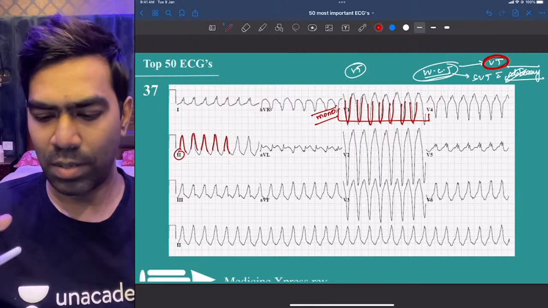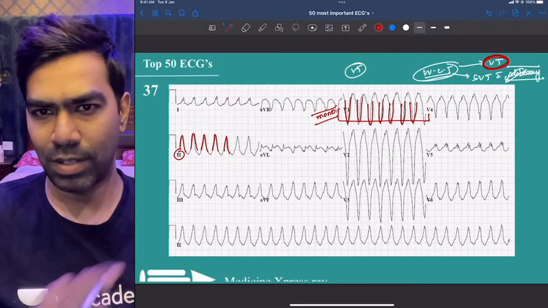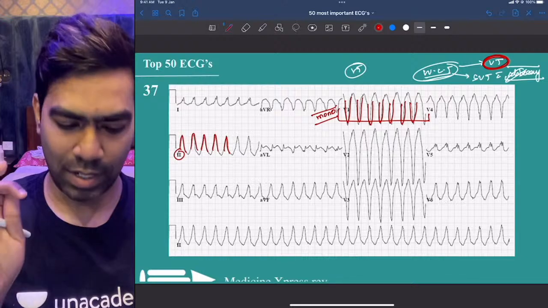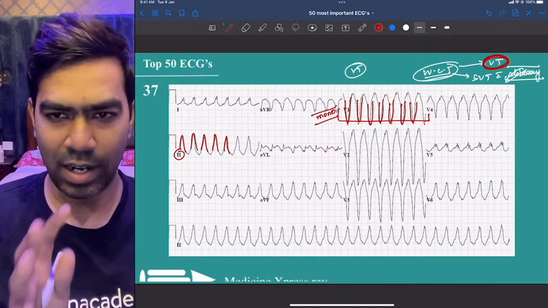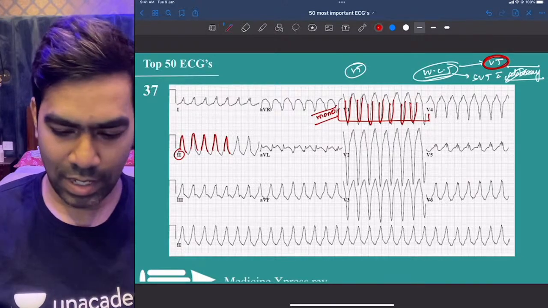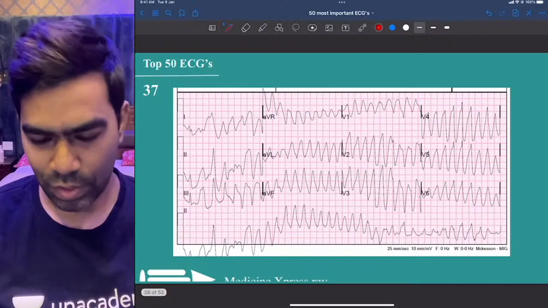We're not going to talk about that, but these kinds of EKGs are very common in exams. That's why I showed you this. So this is an example of a characteristic monomorphic ventricular tachycardia. Dr. Ajay is asking how polymorphic will look. This is how it's going to look.